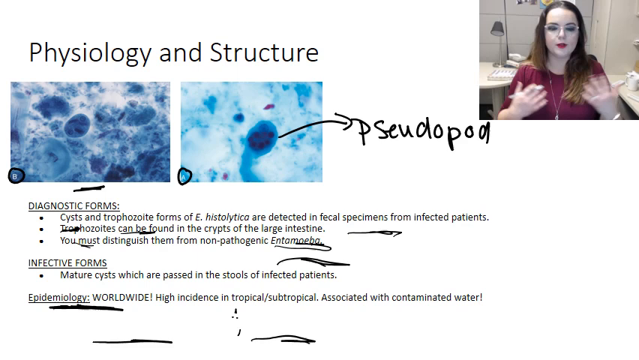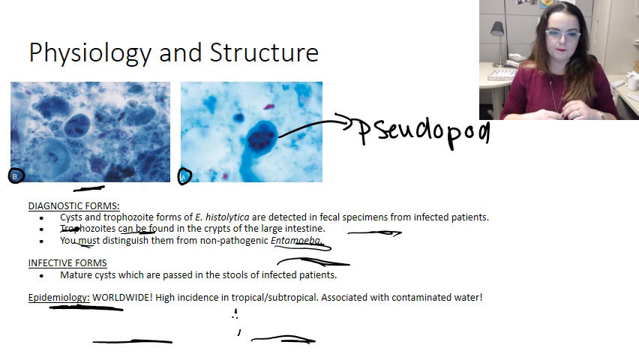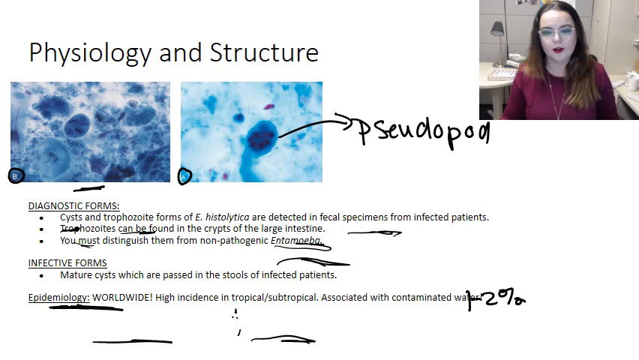The reason that's a problem is that they actually represent a reservoir for the spread of E. histolytica to others who maybe won't be asymptomatic. In the US, our prevalence is only about 1 to 2%. We largely have very clean water here. And the main source of infection is basically asymptomatic carriers who pass cysts.